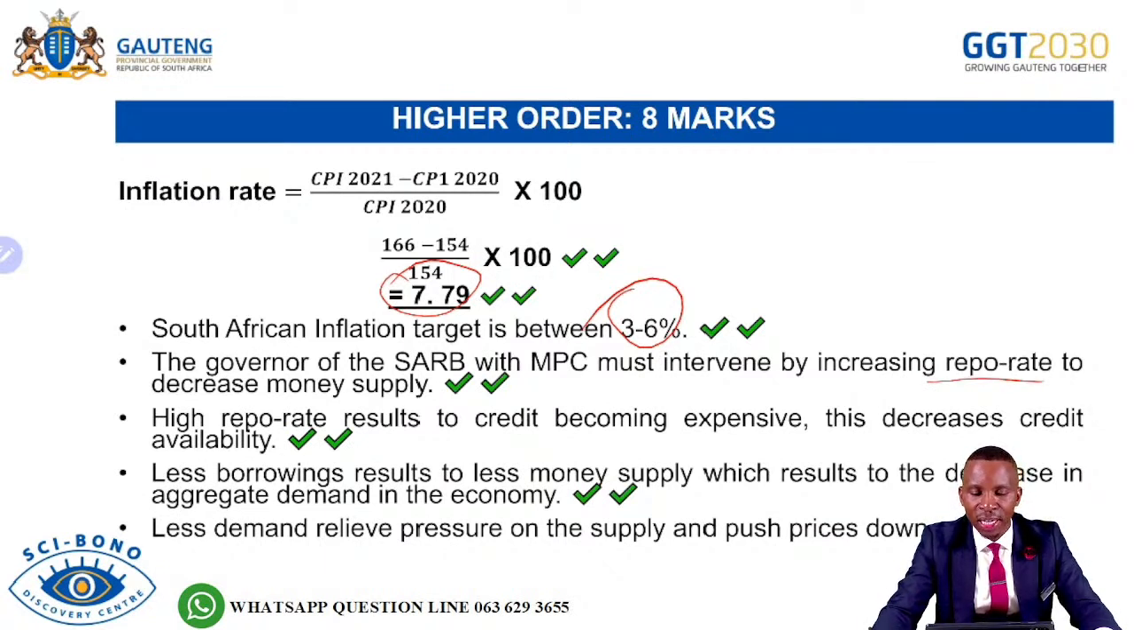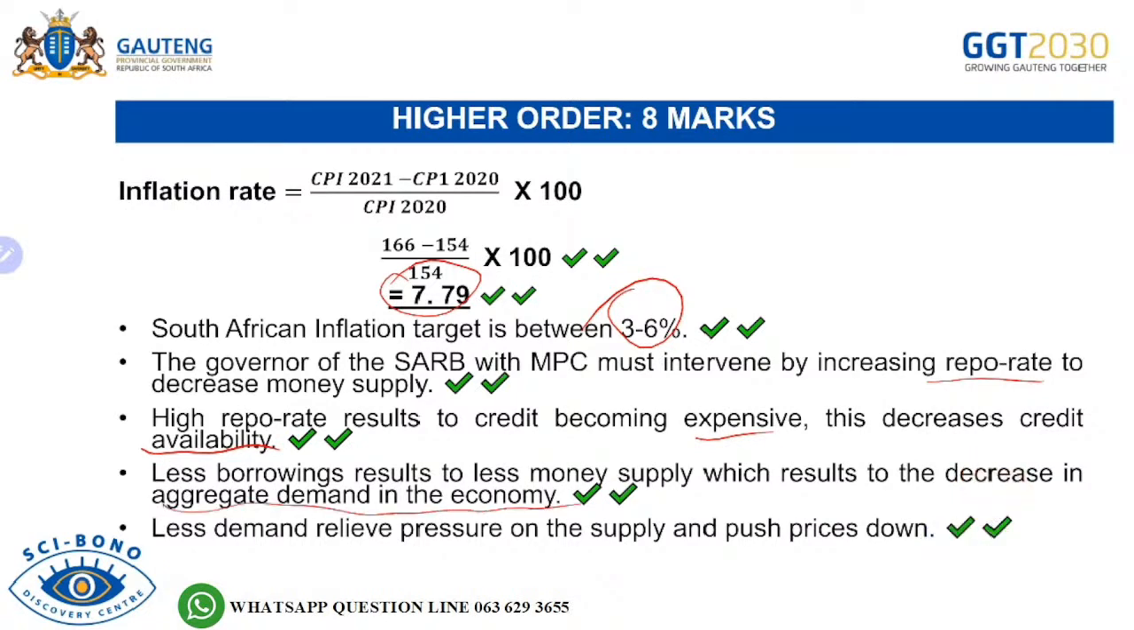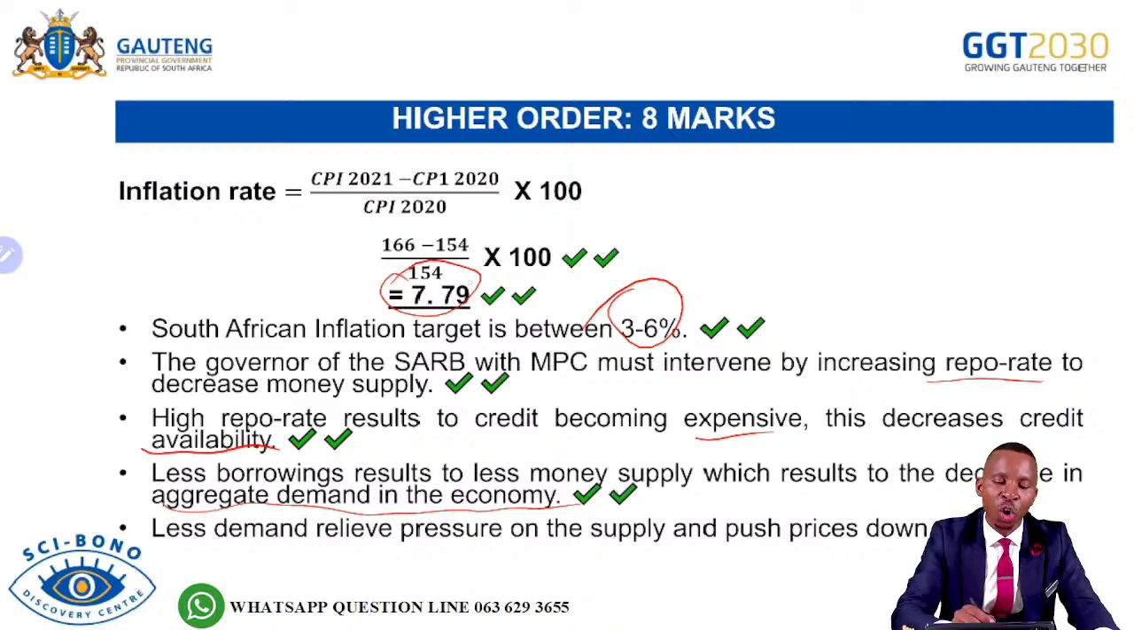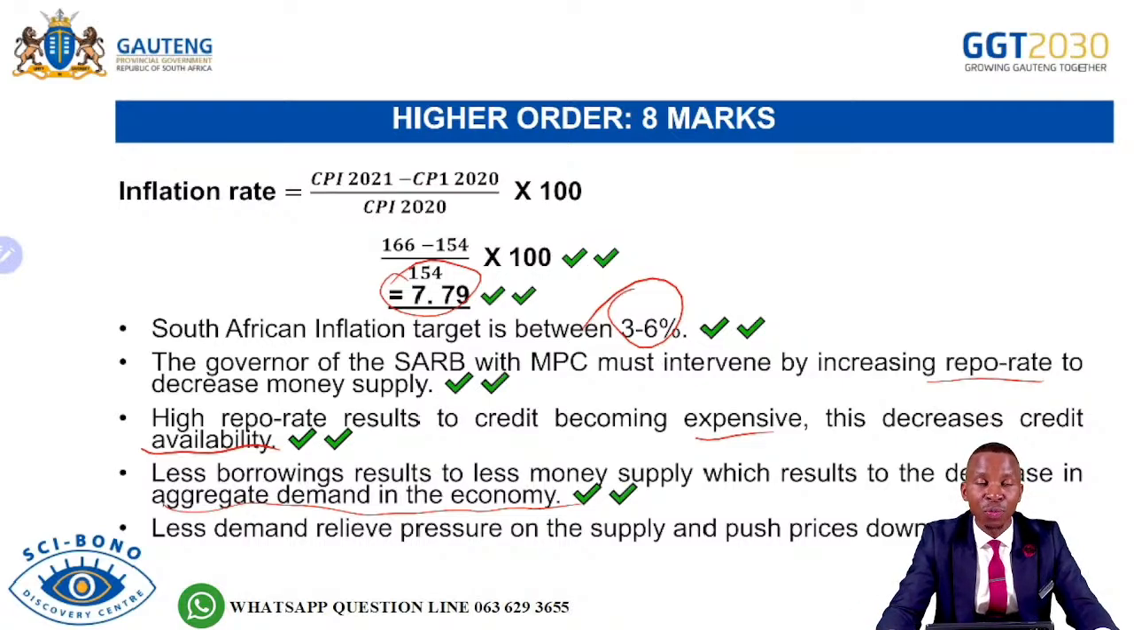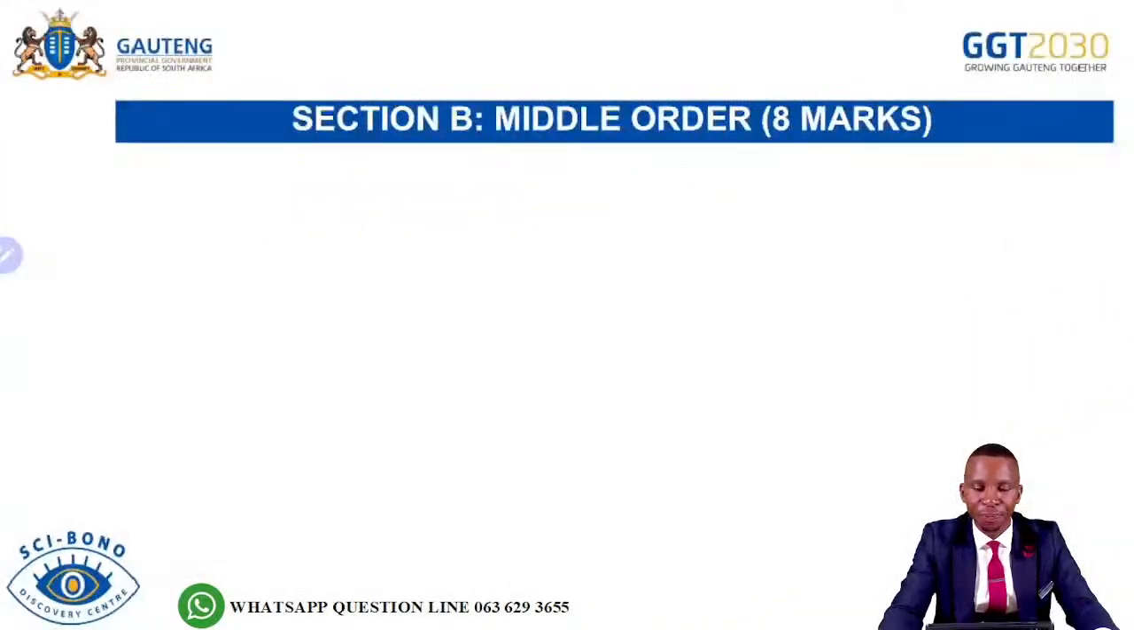High repo rate results in credit becoming more expensive. This decreases the credit availability within the economy. Less borrowing results in less money supply, which results in the decrease in aggregate demand for goods and services. Less demand relieves pressure on supply and pushes prices down. So inflation will be combated. So it is very important for you to know this higher order question, that if ever you are given a chance to calculate inflation and give advice to the governor, you must be able to do that. But your inflation rate must be correct, because if it's wrong, maybe it's below 6%, you will be giving the wrong answer in there. Ensure that you are able to calculate and advise where possible.